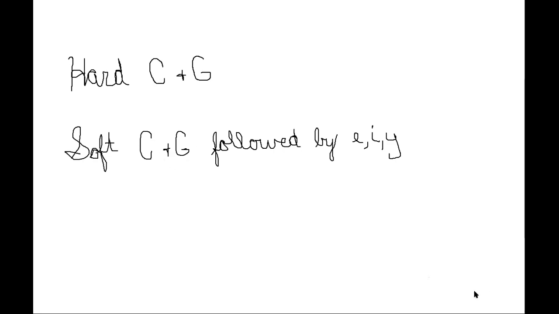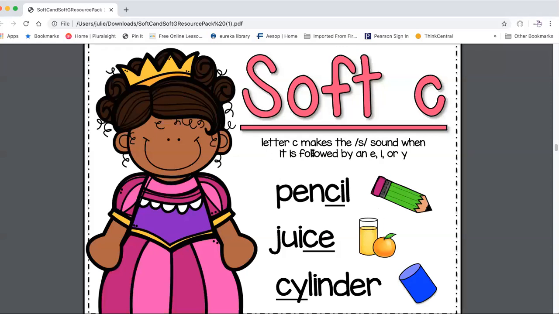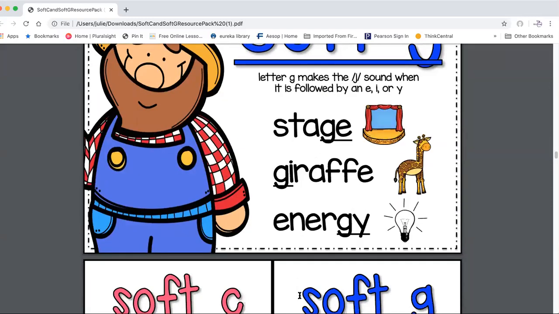All right, look at this new slide I'm going to share with you. A soft C, letter C makes the S sound when it is followed by an E, I, or Y. Look at the word pencil. Look at the letter right after the C. It is an I. So that I makes the C say S. Look at juice. Look at the letter right after the C. It's an E. That E makes the C say S. Look at cylinder. The letter after the C is a Y, so that tells me that that C has to say S.